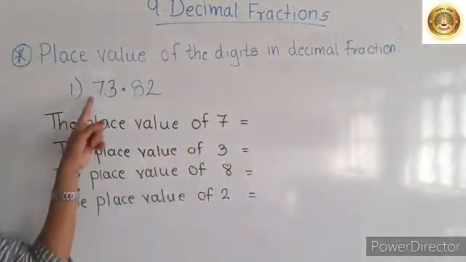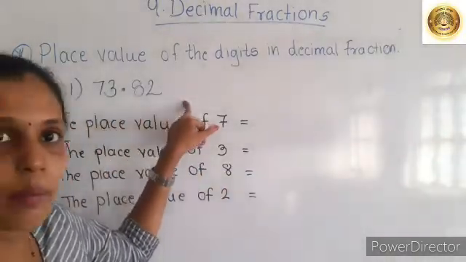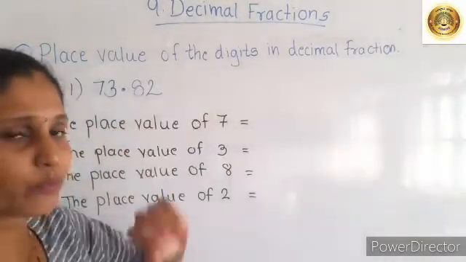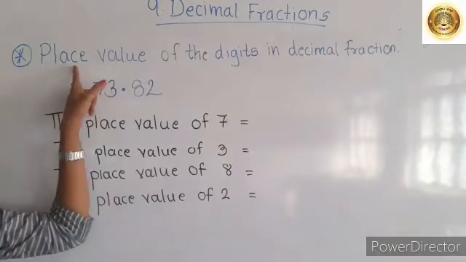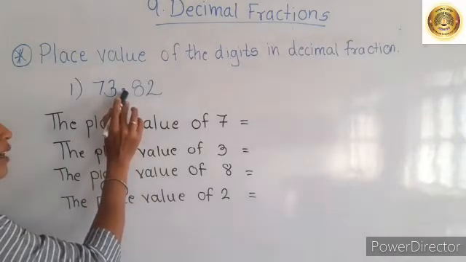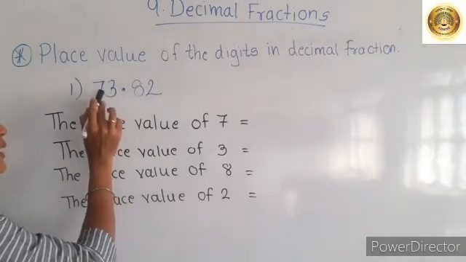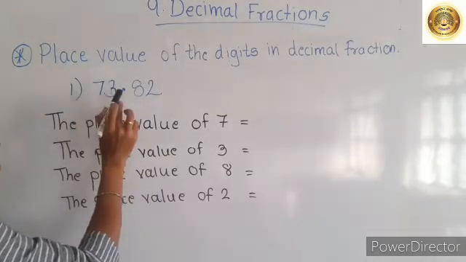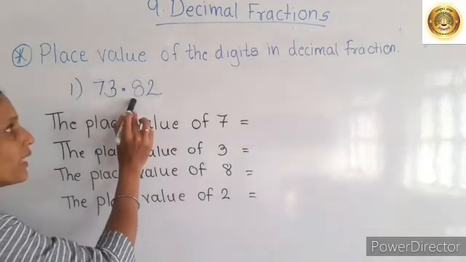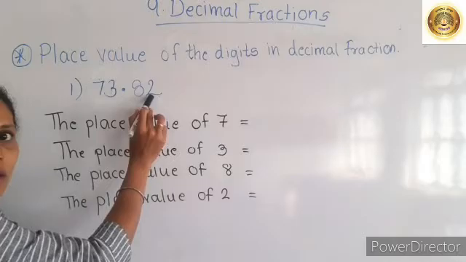I have taken here one example. How will you read this decimal number? You will read it as 73.82. Now what we have to do? We have to find the place value of the digits. Now here there is a decimal point. On the left of the decimal point there is a 3, it is in the units place. This 7 is in the tens place. Now after the decimal point, 8 is in the tenths place, that is 1 by 10, and 2 is in the hundredths place, that is 1 upon 100.